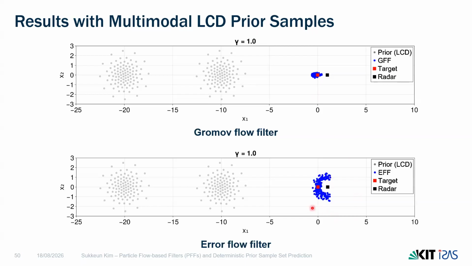And another interesting outcome from this error flow filter is it looks really, really nice, like a banana shape. That's what we expected for the unimodal case, but for this multimodal case, where the priors are far away, this is actually not really good, because if you see this, the mean should be located somewhere between the target and the radar. So it looks good, but it's not really good eventually, apparently.